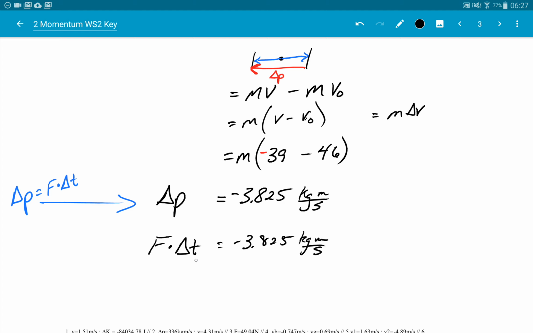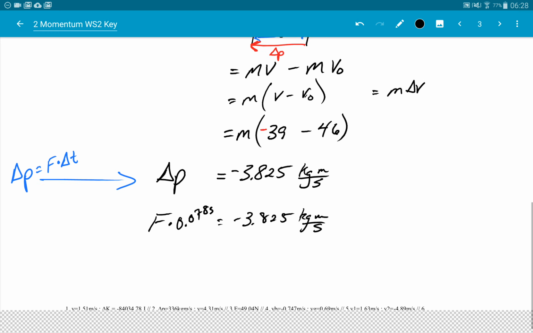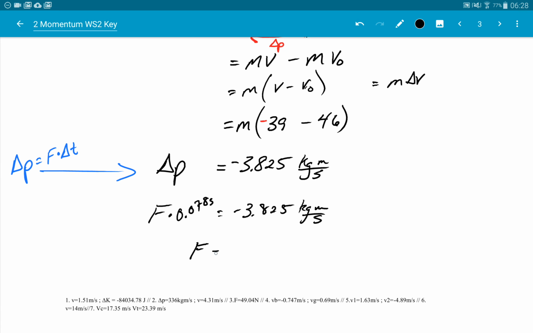Now I know the time because it told me the time, so I'm going to plug in the time with 0.078 seconds. I remember writing that one. And now I can just solve for the force here because I have everything else. So I take my previous answer and divide it by 0.078, and I get negative 49.04 newtons.